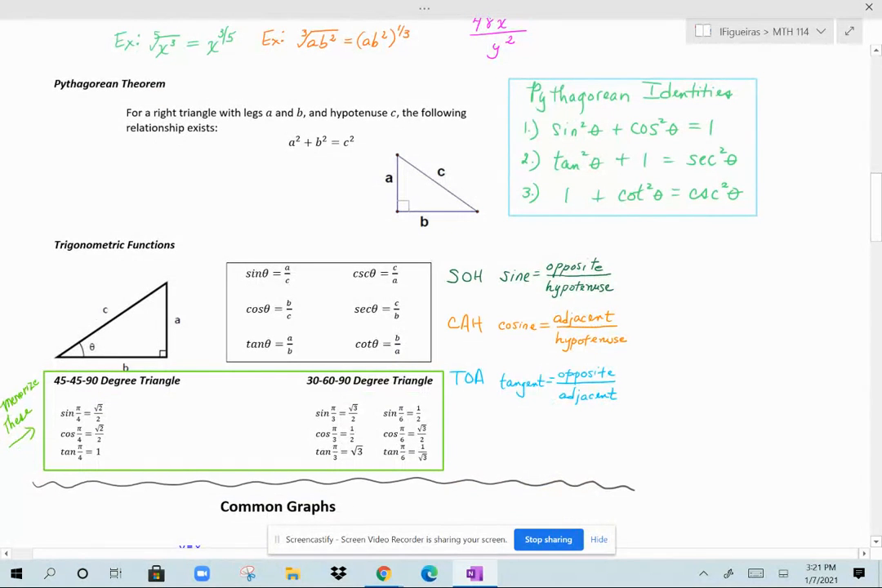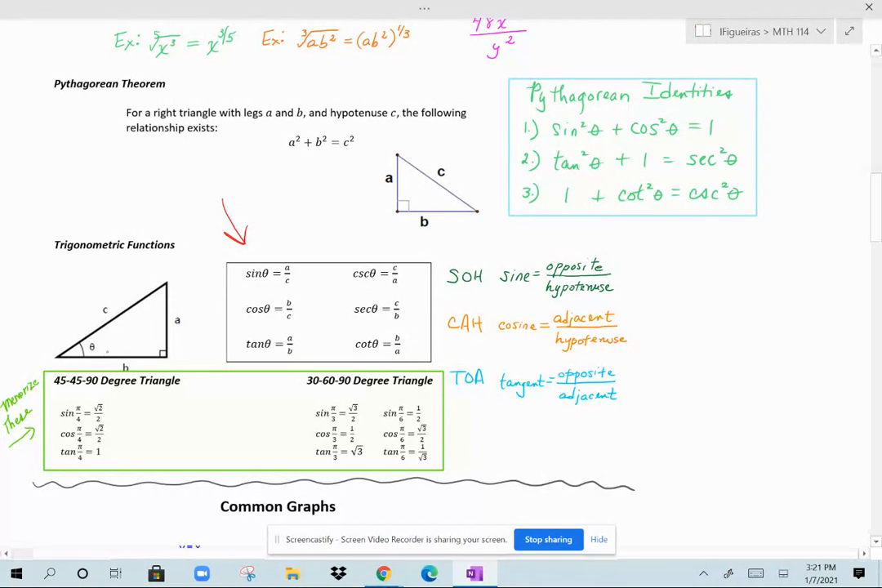So here's more reminders about trigonometry. A trigonometric function, there's 6 of them, all stated within this block here. They are basically a ratio of 2 sides of a right triangle.